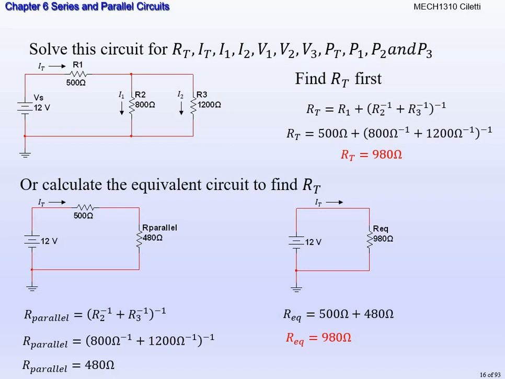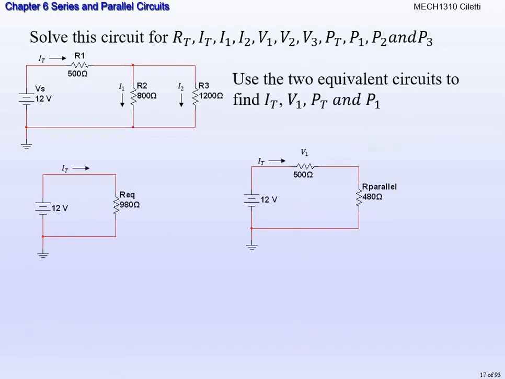Because you can still find the total current with this and the total power. It's advantageous for you to draw this equivalent circuit of 12 volts and 980 ohms. You can still do some major calculations here just based on that piece. Alright, so the same circuit, I'm just moving forward with the slide, and I'm given our equivalent resistance here.